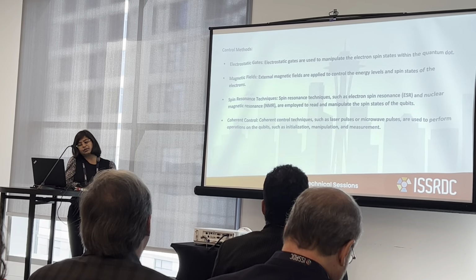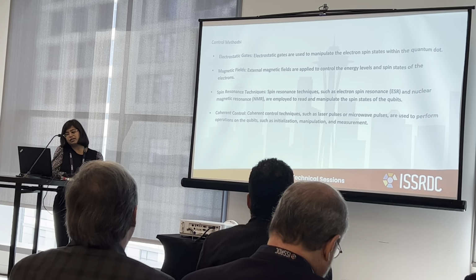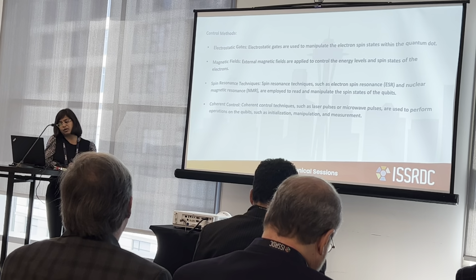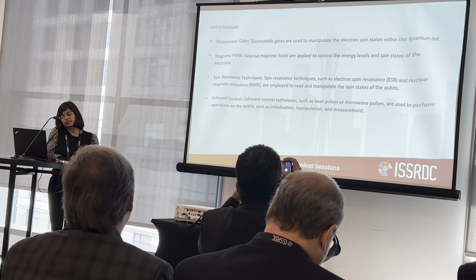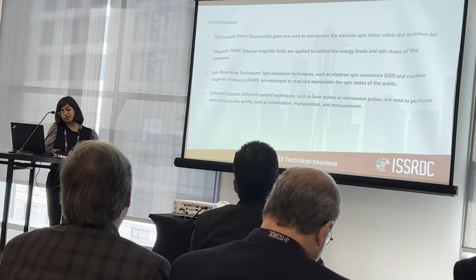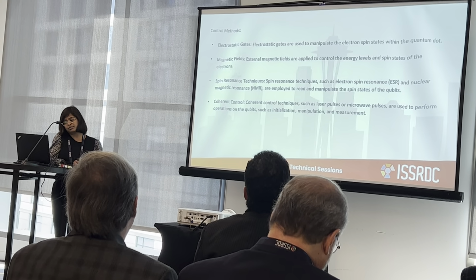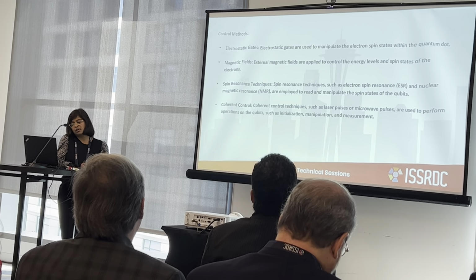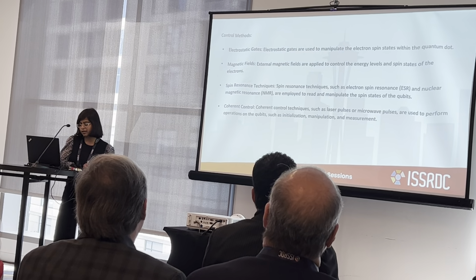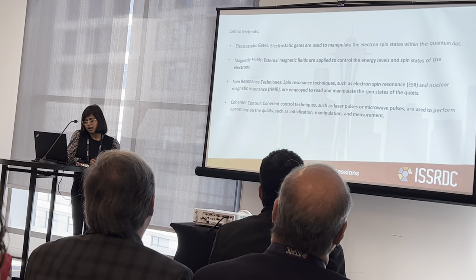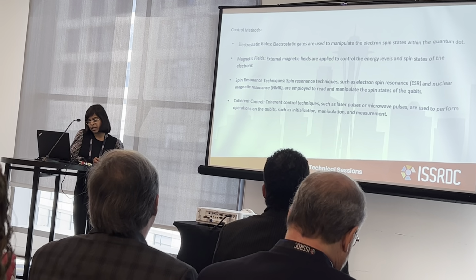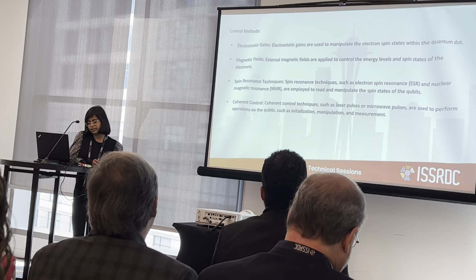Control methods. Electrostatic gates are used to manipulate the electron spin states within the quantum dot. Magnetic fields. External magnetic fields are applied to control the energy levels and spin states of the electrons. Spin resonance technologies. Spin resonance techniques such as electron spin resonance and nuclear magnetic resonance are employed to read and manipulate the spin states of the qubits.